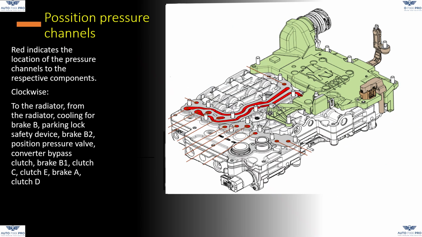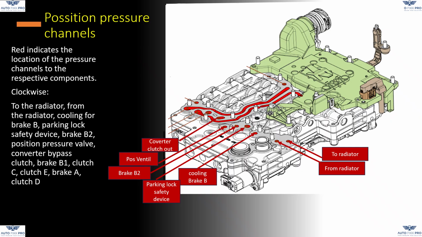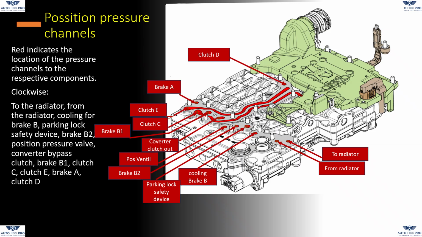Red indicates the location of the pressure channels to the respective components. Clockwise: to the radiator, from the radiator, cooling for brake B, parking lock safety device, brake B2, position pressure valve, torque converter lockup clutch, brake B1, clutch C, clutch E, brake A, clutch D.